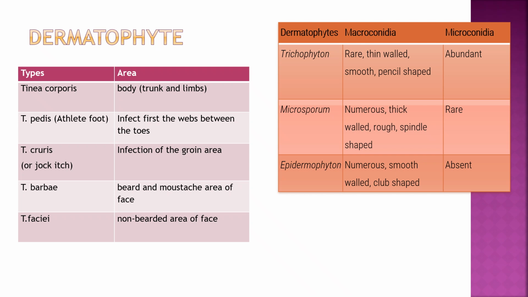The species Trichophyton: macroconidia rare, thin-walled, smooth, pencil shape, and microconidia abundant. Microsporum: macroconidia numerous, thick-walled, spindle shape, and microconidia rare. Epidermophyton: macroconidia numerous, smooth-walled, club shape, microconidia absent.